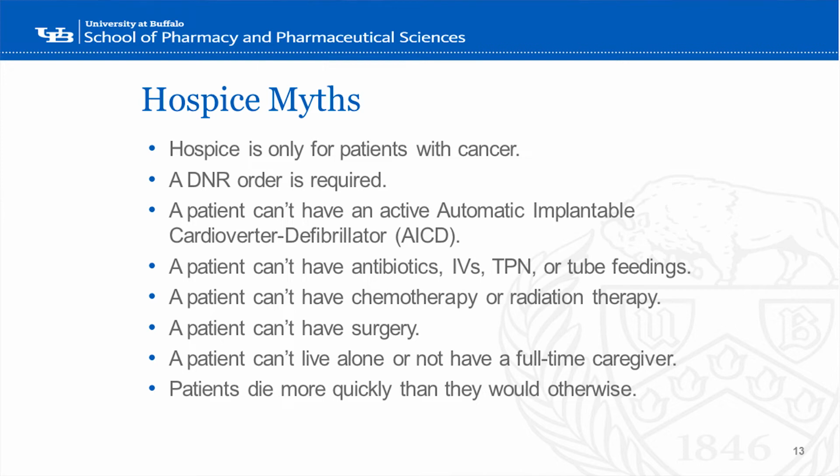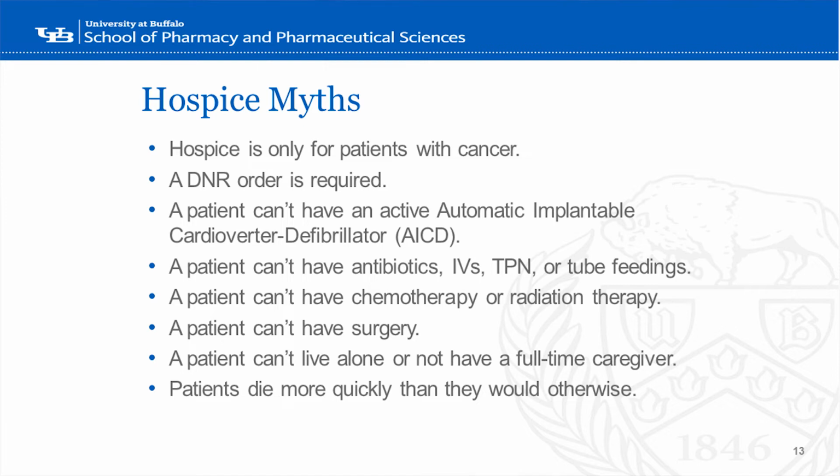Patients can't have chemotherapy or radiation therapy. Again, untrue. We often use these types of therapies as palliative care to relieve symptoms that a patient might have. Patients can't have surgeries. Again, similar to chemo and radiation, patients can have this.